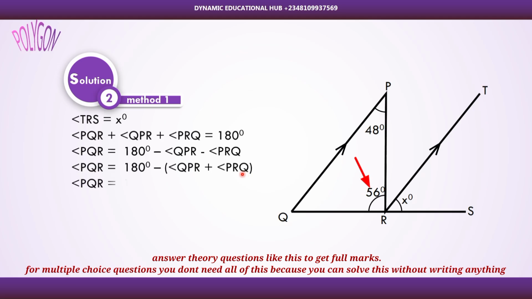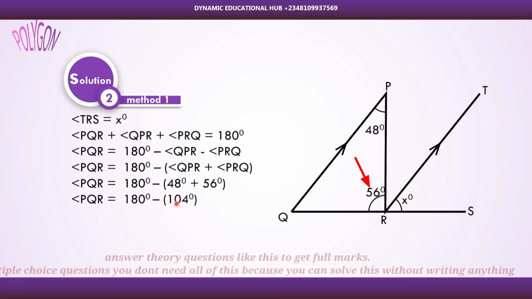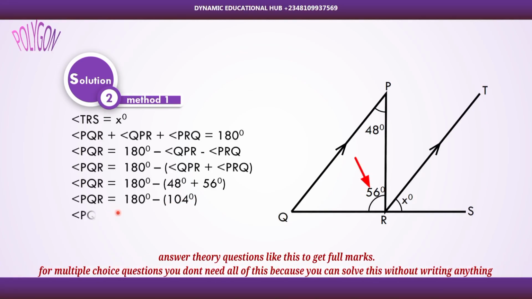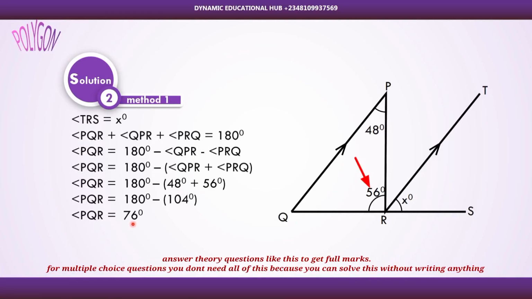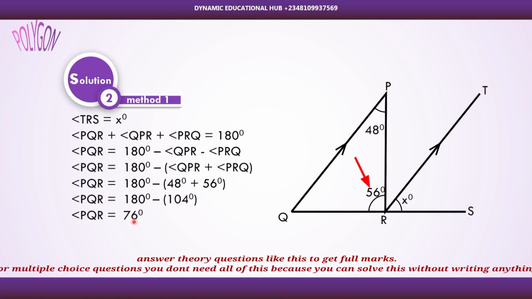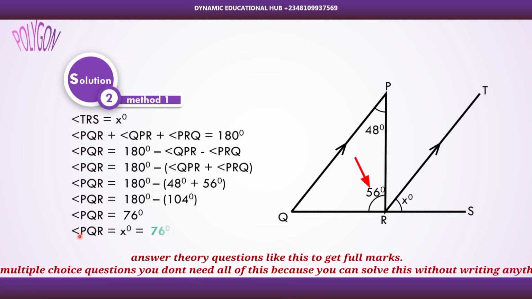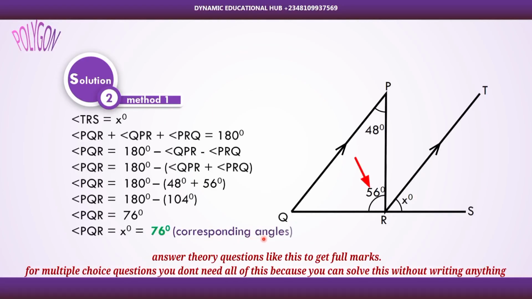So substituting the values of QPR and PRQ, you have 180 degrees minus (48 degrees plus 56 degrees). So you get 180 degrees minus, what is 48 plus 56? We have 104 degrees here. So we have 180 degrees minus 104 degrees, and that's 76 degrees over here. So that is the value of x, because PQR is equal to x, corresponding angles.